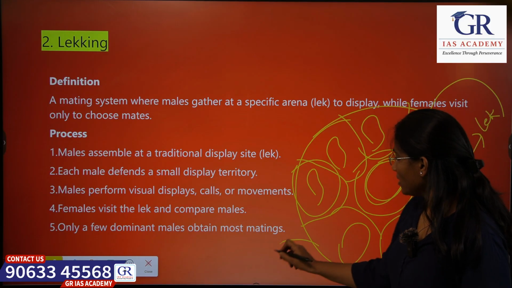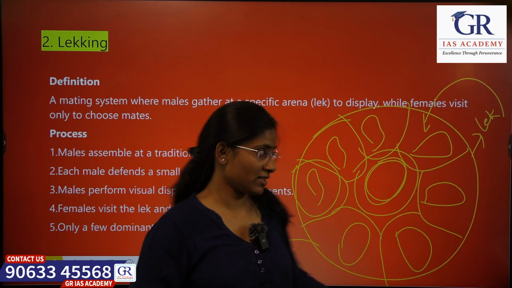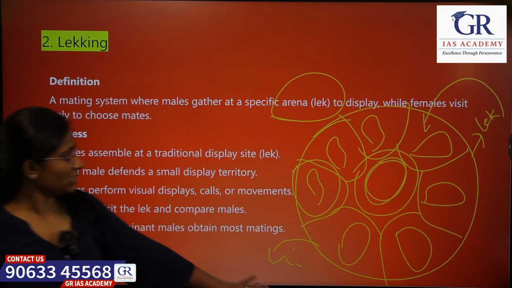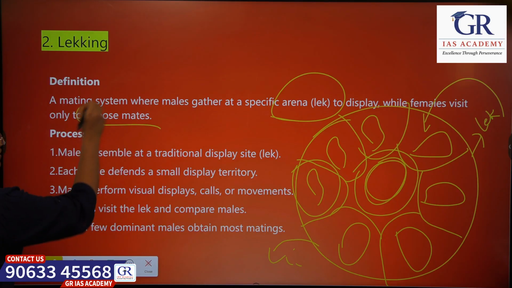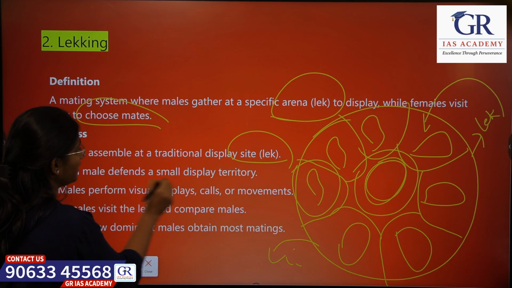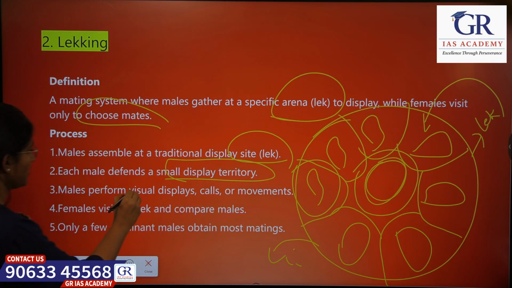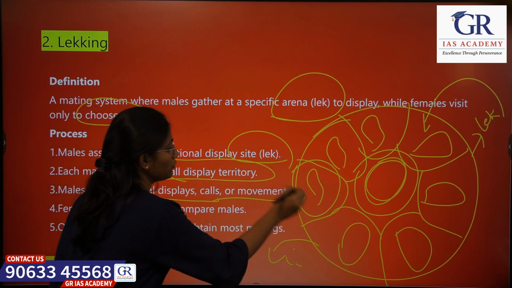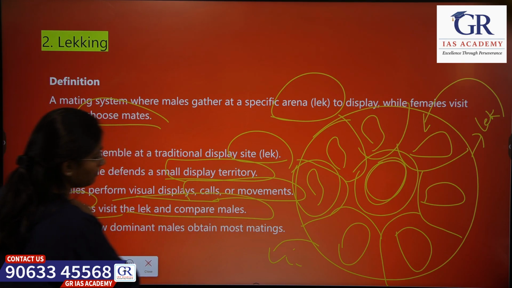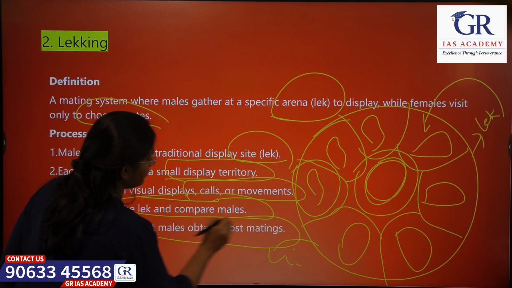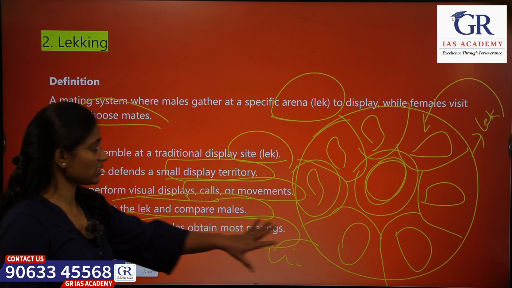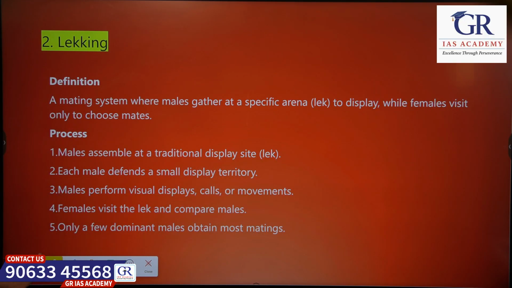All the male species gather at one place called a lek to display, while females visit this place to choose mates. In their small territory they give some displays or calls or movements related to their own species, and then females visit the lek, compare, and choose for mating. Mostly a few dominant males receive most of the matings. So this is called lekking.